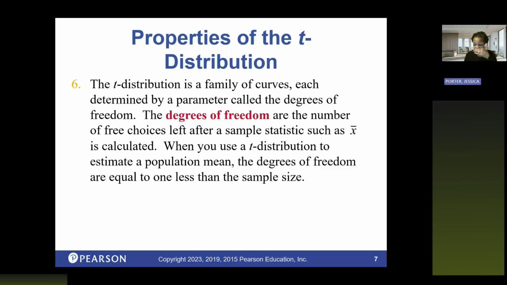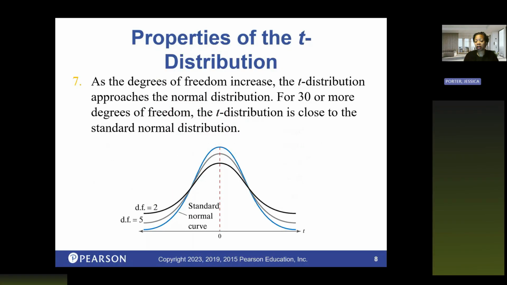And then here is what I just told you, n minus 1. The degrees of freedom are equal to 1 less than the sample size, so n minus 1. And that's a little about the t, and we'll see how we use these as we progress forward.